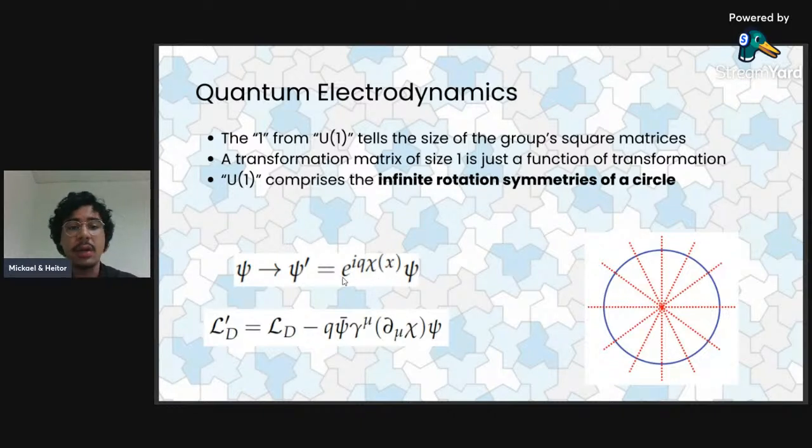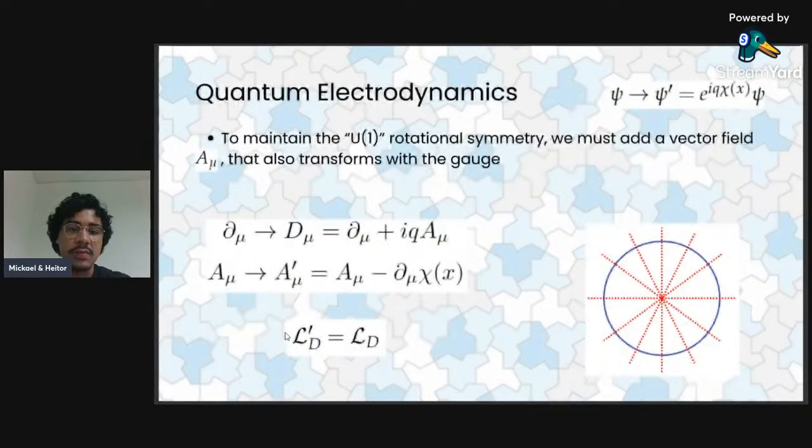I'm going to investigate what happens when I do this transformation to the field, and I get that the Dirac Lagrangian now is different. It has an extra term like this, so I want to cancel it out. So the Lagrangian is invariant under this rotation transformation.